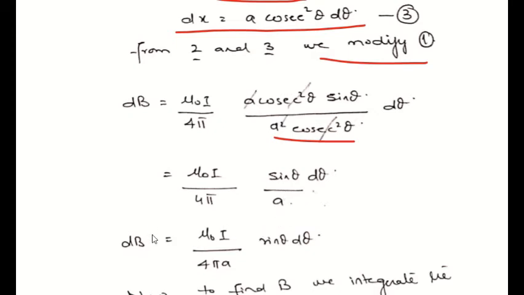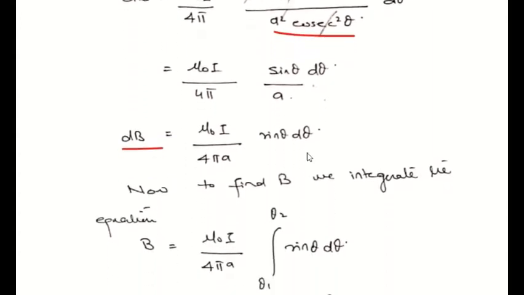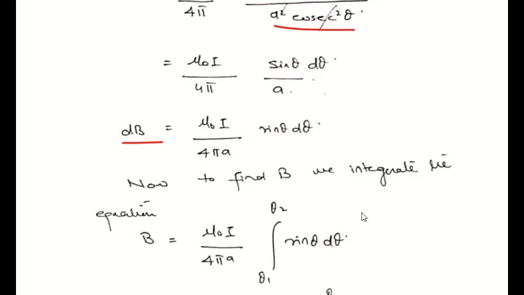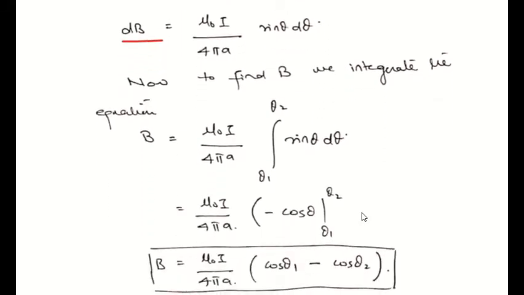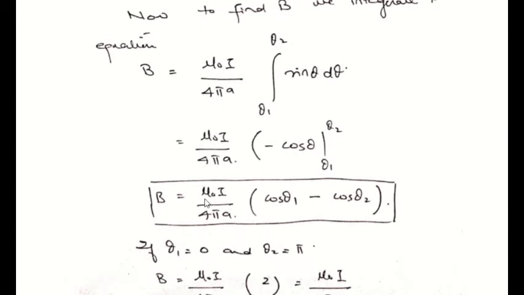So now I want to find the total magnetic field. For that I'll integrate it, with the limit theta 1 to theta 2. So when I integrate sine of theta d theta, I get minus cos of theta with limit theta 1 to theta 2. Putting in the limits, the value for B will be mu naught I over 4 pi a into cos of theta 1 minus cos of theta 2.